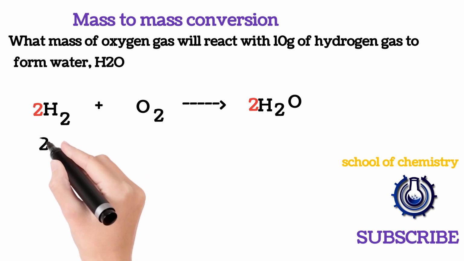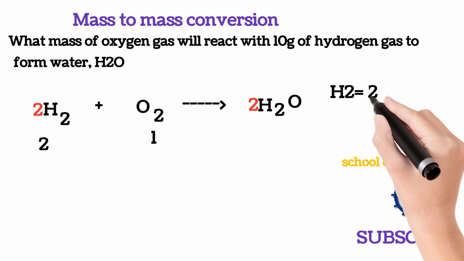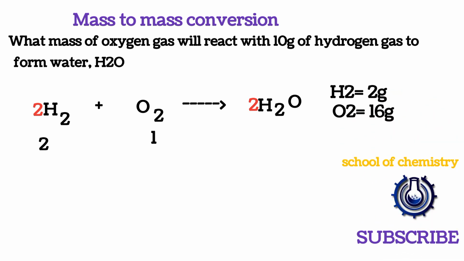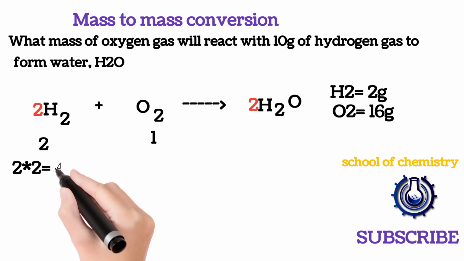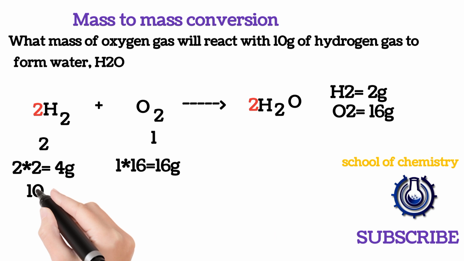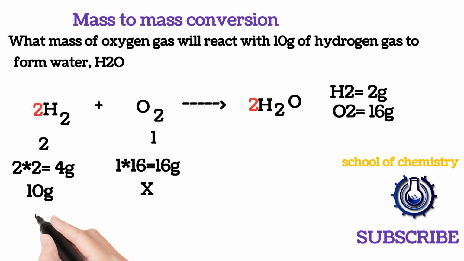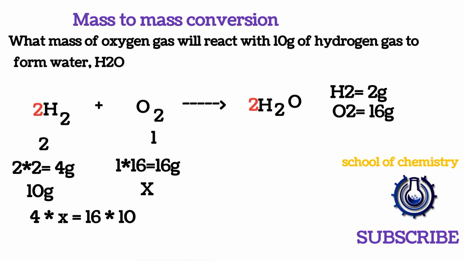Now let's get the mole ratio. 2 moles of hydrogen will react with 1 mole of oxygen. Now let's get the molar mass of hydrogen, which is 2 grams, and that of oxygen is 16 grams. So it means anytime 2 moles of hydrogen react, 1 mole of oxygen will react. It means that anytime 4 grams of hydrogen react, 16 grams of oxygen will react. So when 10 grams of hydrogen reacts, X grams of oxygen will be formed.